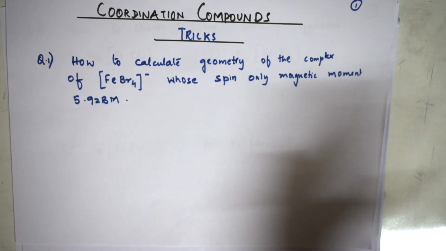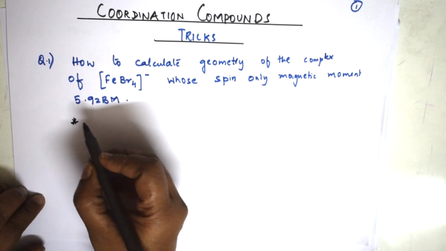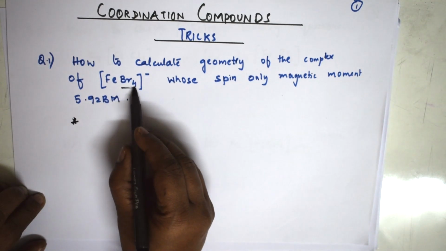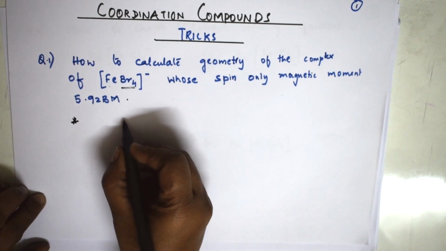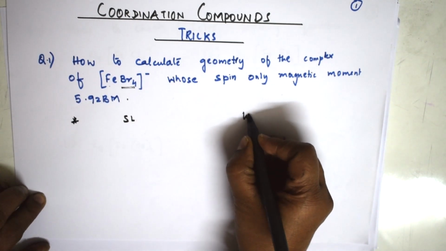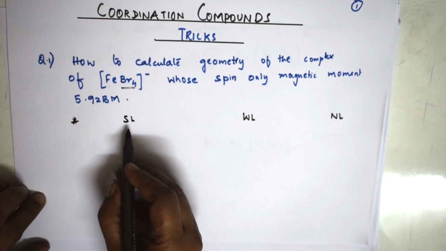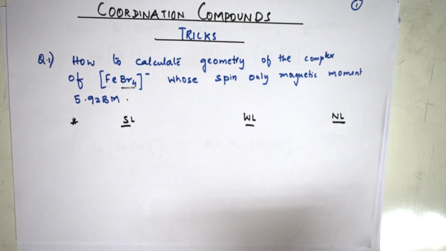Before going into the concept, the first trick you have to remember is that whenever such a question is given to you, your concentration should go more on the ligands. This is the metal ion, this is the ligand. We have two varieties of ligands: the strong field ligands and the weak field ligands, as well as neutral ligands also. So what are strong ligands? It's very difficult to remember the spectrochemical series, isn't it?